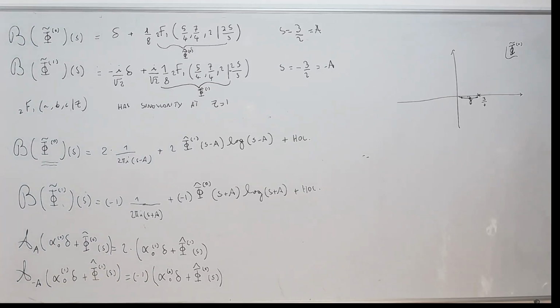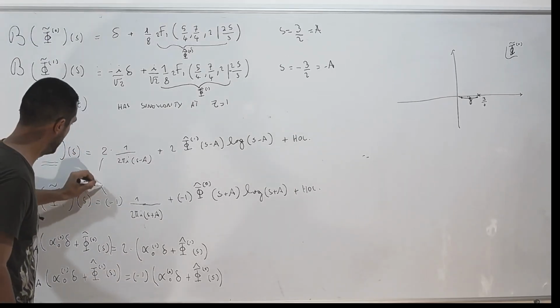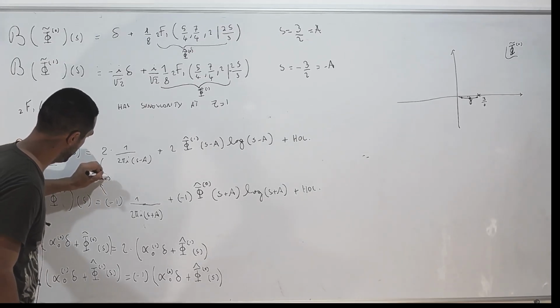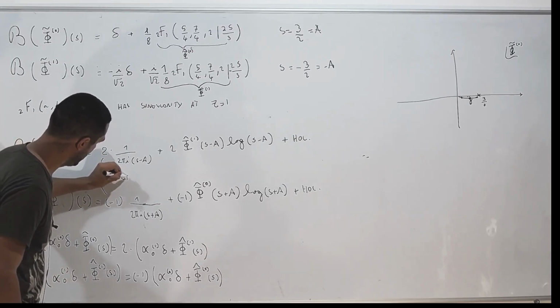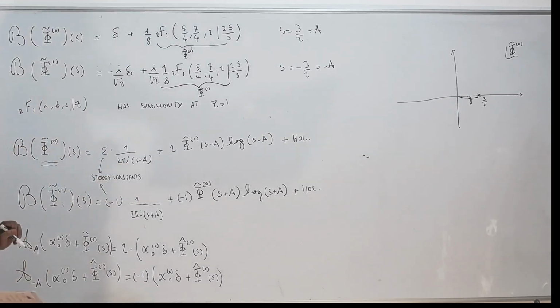Now, let me spend a few words on these numbers 2 and minus 1, because they seem quite arbitrary at the moment. In fact, these numbers are called the Stokes constants, or sometimes holomorphic invariants. They are not easy to compute in general.